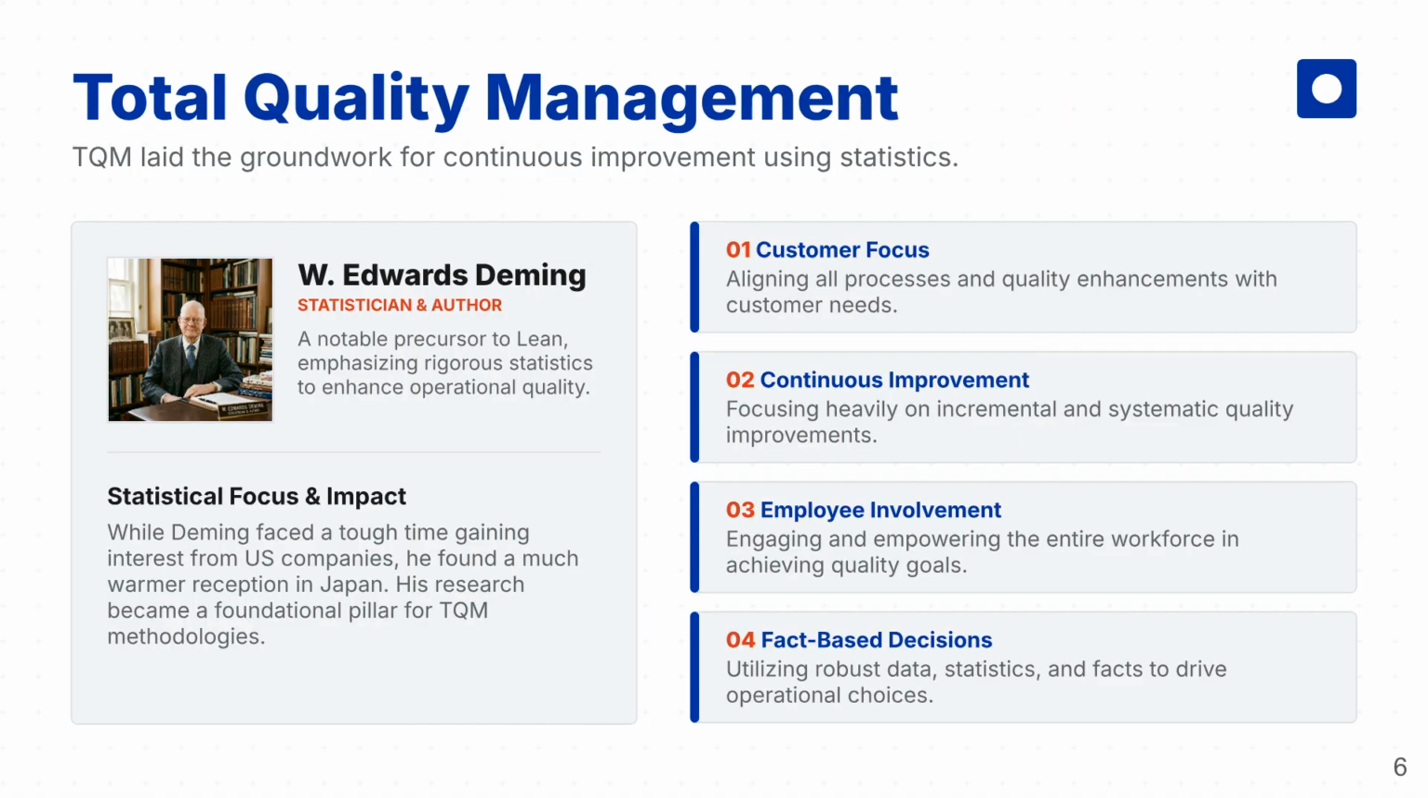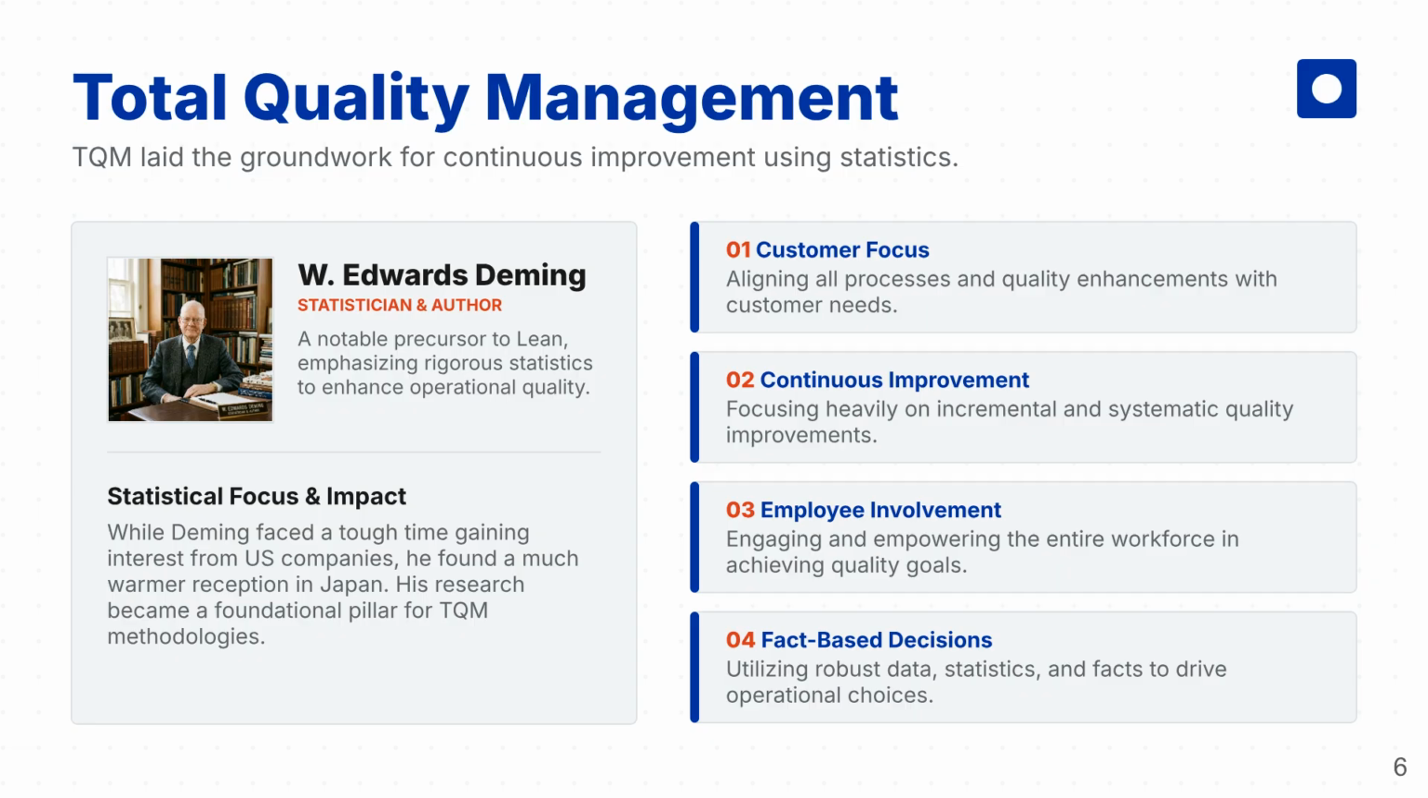Another important management philosophy helped shape modern quality improvement practices. This philosophy was total quality management, commonly known as TQM. Its primary goal is to achieve continuous improvement by using data, statistics, and the active participation of everyone in the organization. One of the key contributors to TQM was W. Edwards Deming, a statistician whose ideas transformed manufacturing around the world.